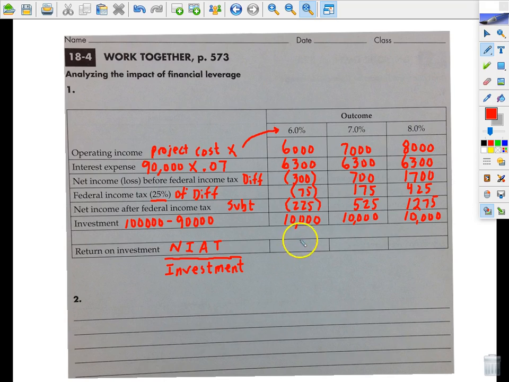Okay, so let's make that into percent. That's the decimal form. So 2 places to the left. Okay, and it's going to be negative 2.3%. So we'll round to the nearest tenth. Okay, same thing here, 525 divided by 10,000, 5.3%. And then this one should be 12.8%.